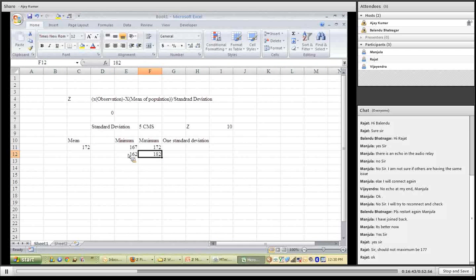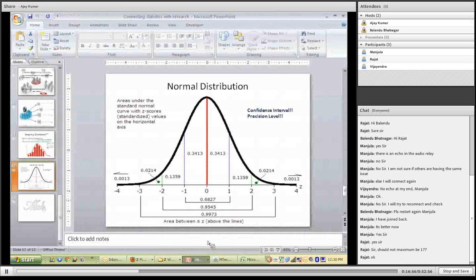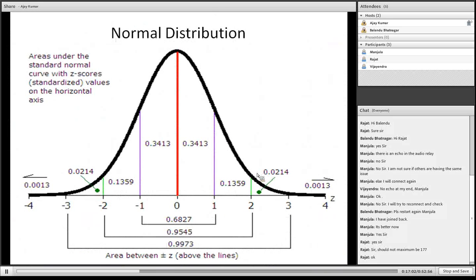So if I say the number of students, or the percentage of students, in this class of 58 students whose height is between 162 centimeters and 182 centimeters, it is 95%, because we have discussed that for z of minus 2 to 2, the number of observations would be 95.45%. So almost 95% of the students in this class would have a height between 162 and 182 centimeters. That is how we understand z and apply it onto the normal distribution.